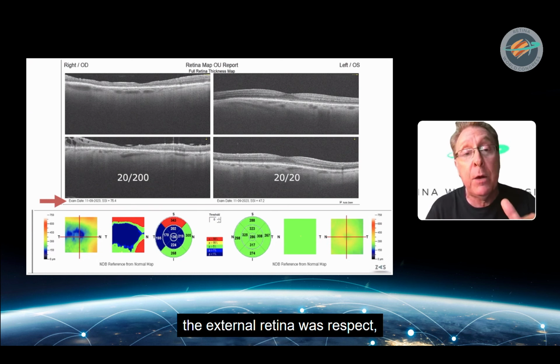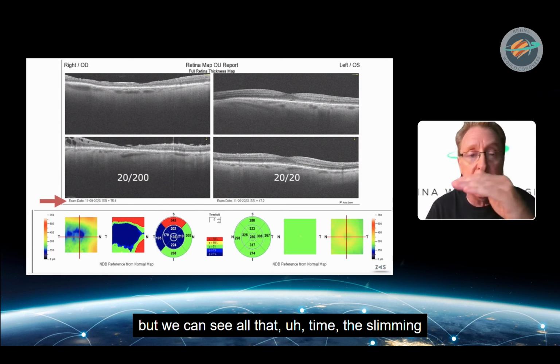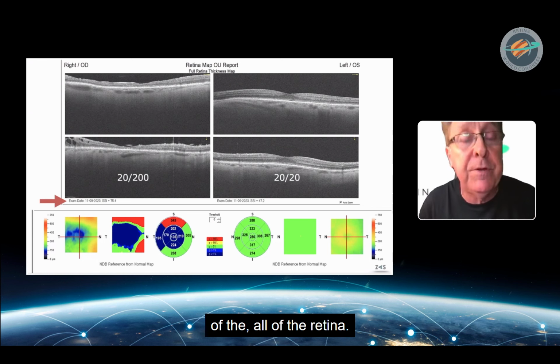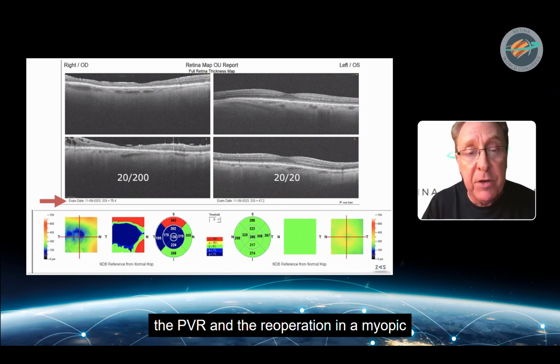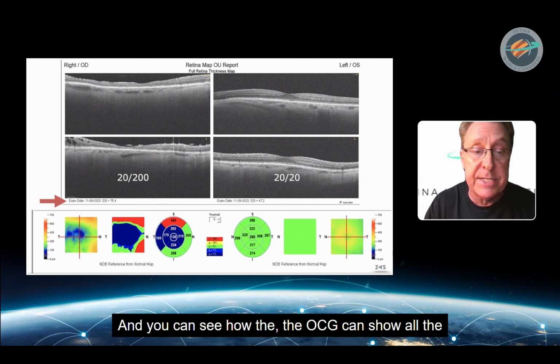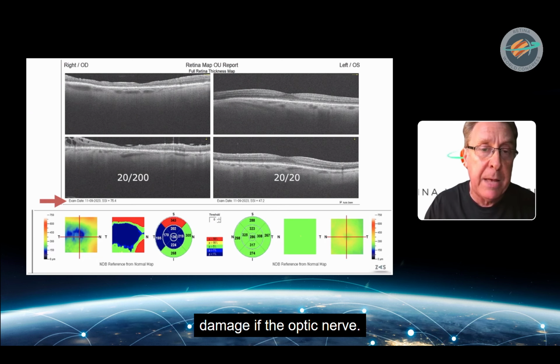The external retina was respected, but we can see over that time the thinning or slimming of all of the retina, and you can see all the damage of the silicone oil, the PVR, and the reoperation in a myopic patient that has PVR. And you can see the OCT can show us all the damage in the optic nerve.